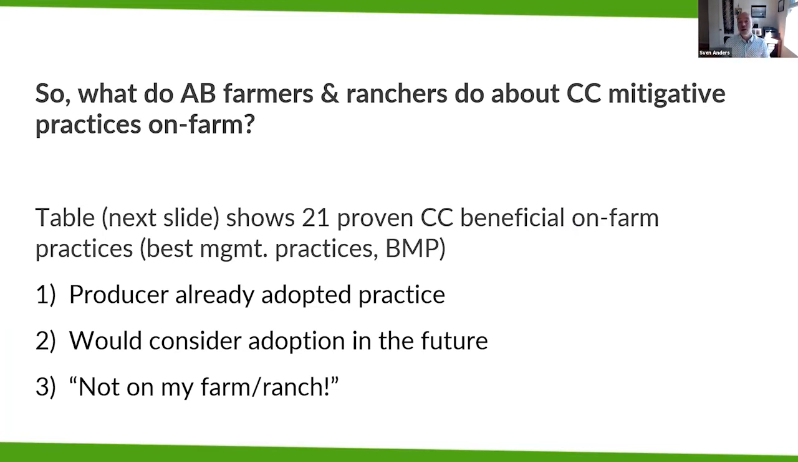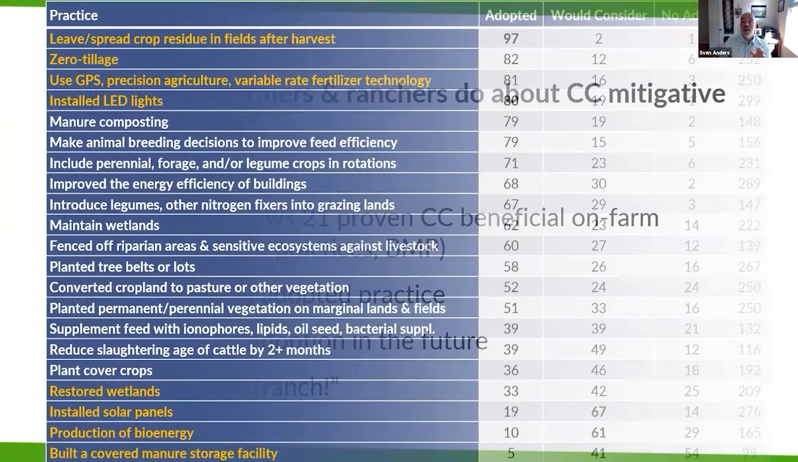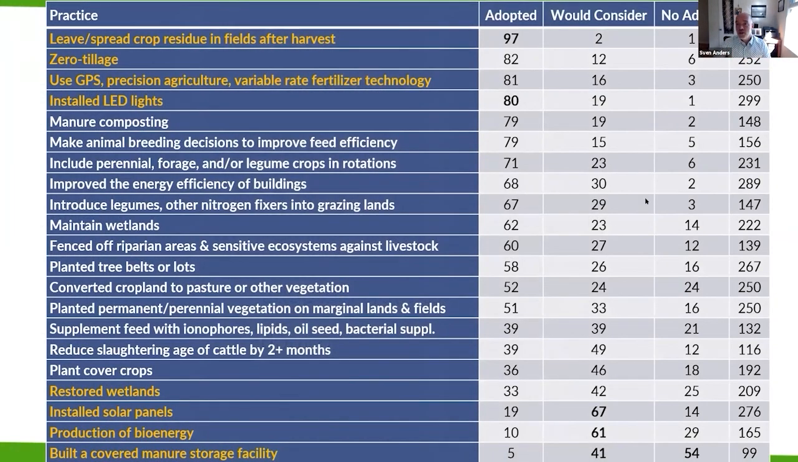And we have three columns: the practices, and then producers who already adopted these practices, they told us in a survey, those who would consider adoption of these practices in the near future, or they basically told us, that's not going to happen on my operation, go away. So now comes the big file. These adoption numbers here are out of the total number of farmers that answered these questions. So we have feedback from about 300 farmers, and you see not all the farmers answered all these questions because practices were not relevant, or they just didn't want to share this information with us.